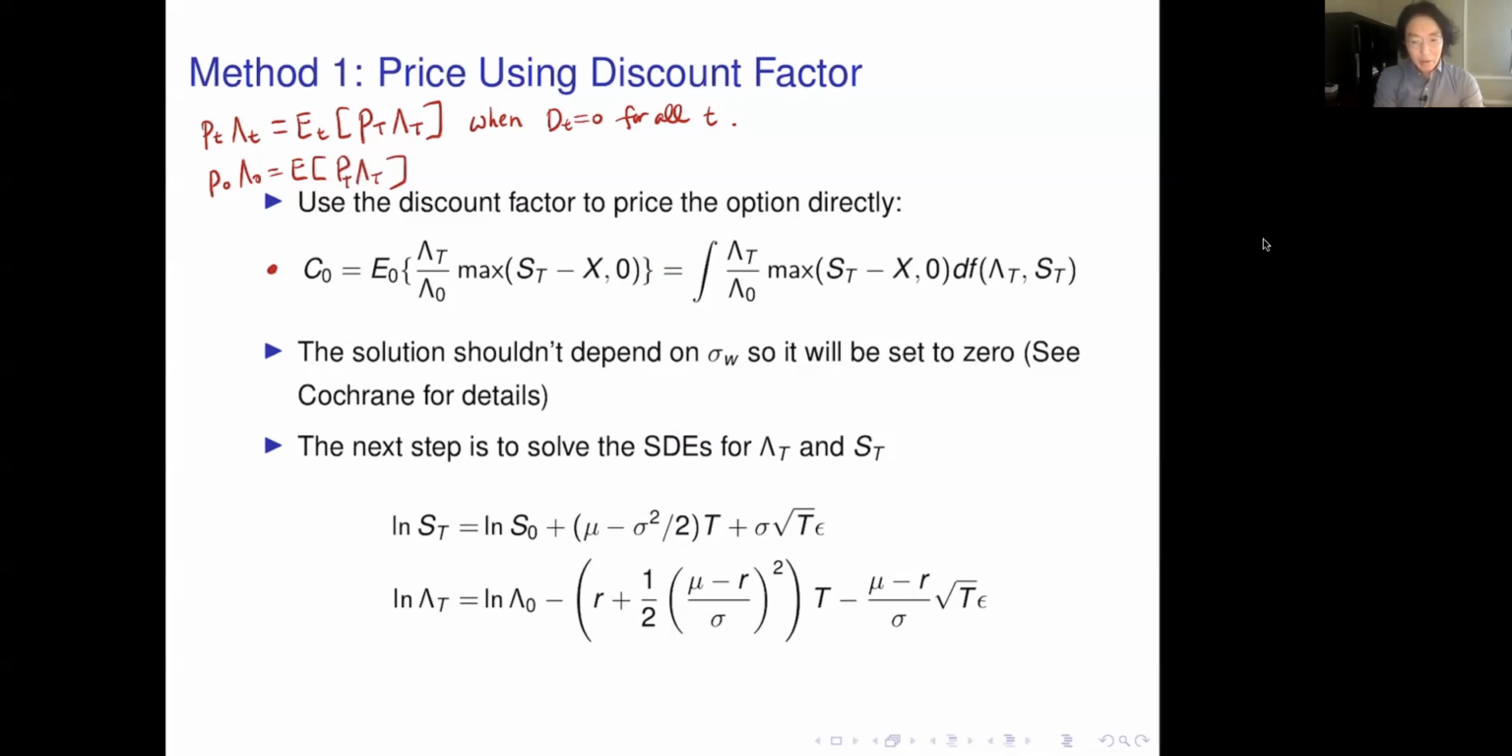Okay, so basically, the call option price at time 0 is the expected value of the payoff, but discounted back using the stochastic discount factor like this. Okay. And as we said, we will assume that sigma w is equal to 0, and the answer is going to be the same. Okay. And now we will solve the expectation directly. Okay, so we will solve this one directly. Okay, this equation here.